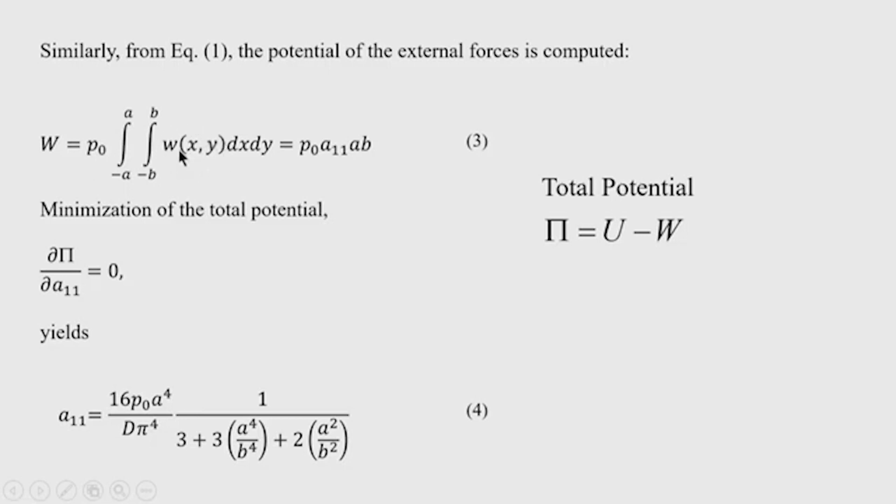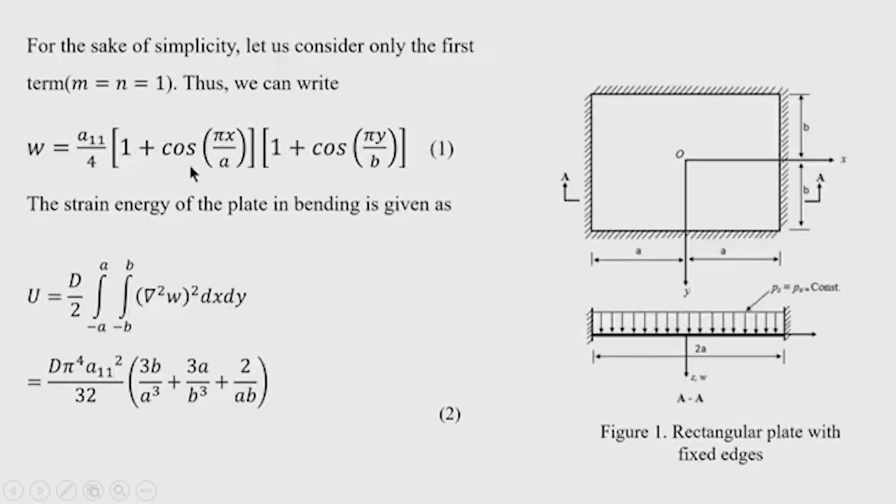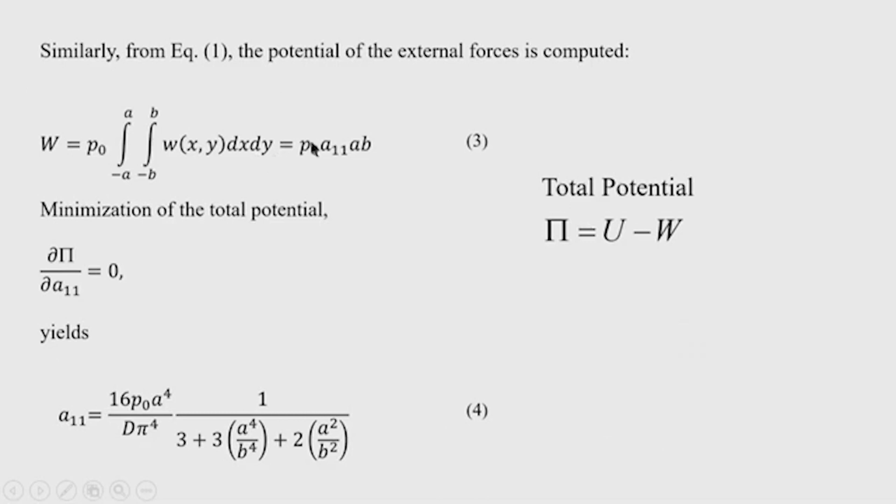W x y is the deflected shape, and dx dy. So, P naught is there for calculating the work done, but it is taken outside the integral sign because the load is constant. After integration you can see W is a very simple expression. Now, if you integrate it with respect to x and y, double integration, then this term and this term can be easily integrated, the integration of dx and the integration of dy. When it is integrated, the final result becomes P naught A11 A B.